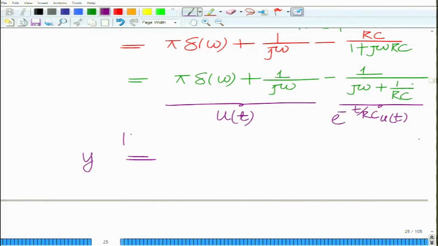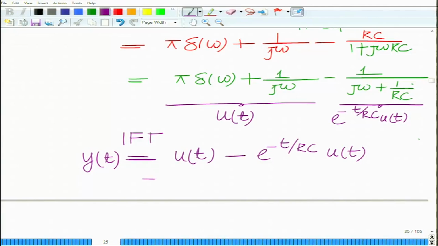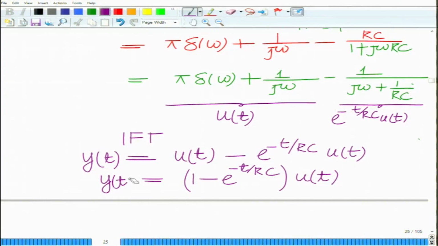So, you take the inverse Fourier transform, and what you have is the output equals u(t) minus e raised to minus t over RC u(t), which is 1 minus e raised to minus t over RC, times u(t). Okay, so, this is what we have.